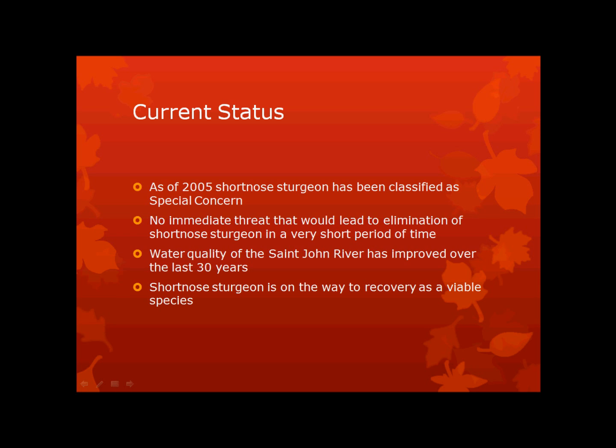The short-nosed sturgeon is on the way to recovery as a valuable species, and with the assistance of the government, it may be delisted by 2024.